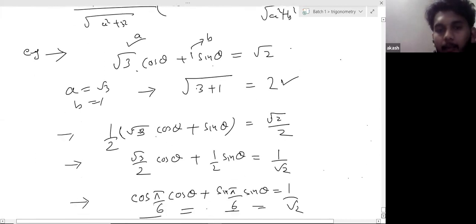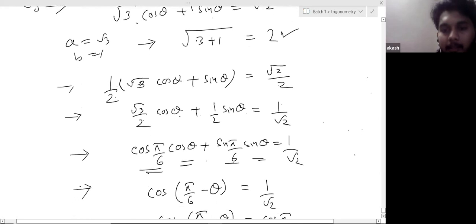Now dividing the whole equation by 2. So I divided this side and this side. Now this 2 is multiplied here. So root 3 by 2 cos theta plus 1 by 2 sin theta is equal to root 2 by 2, which is 1 upon root 2.